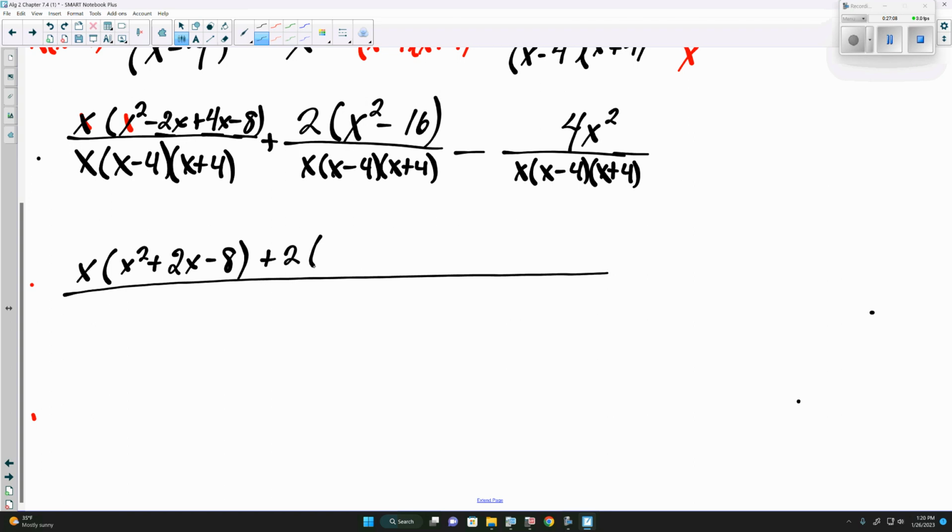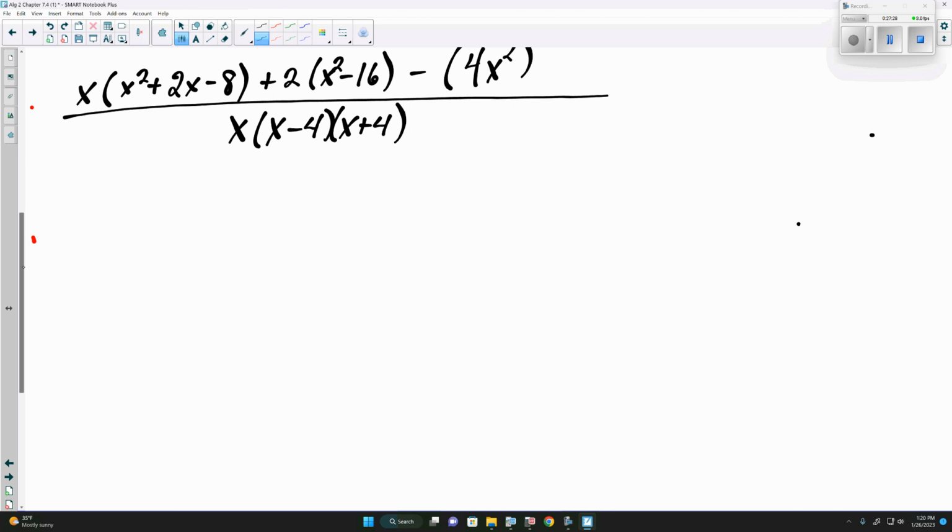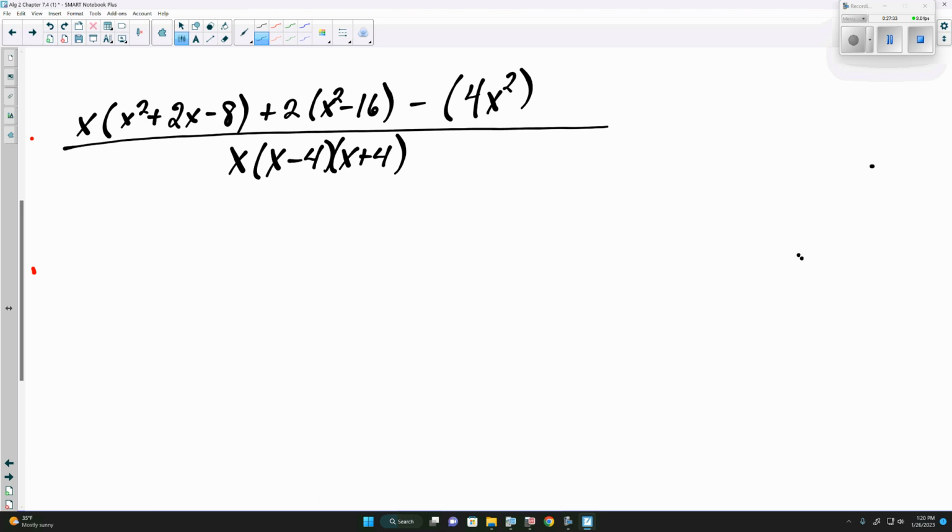Plus 2 times x squared minus 16 minus 4x squared. And so over x times x minus 4 times x plus 4. Right there. Okay. Now we can simplify these parentheses and then combine like terms.